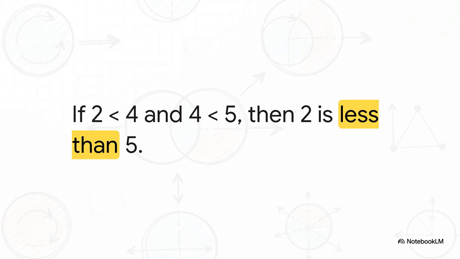To really cement this chain reaction logic, let's just plug in some simple numbers. Our rule here is less than. If 2 is less than 4 and 4 is less than 5, then logic dictates that 2 absolutely must be less than 5. See that? The rule seamlessly skips the middle number, 4, to form a direct connection between 2 and 5. The gossip passed successfully from the start of the chain directly to the very end.